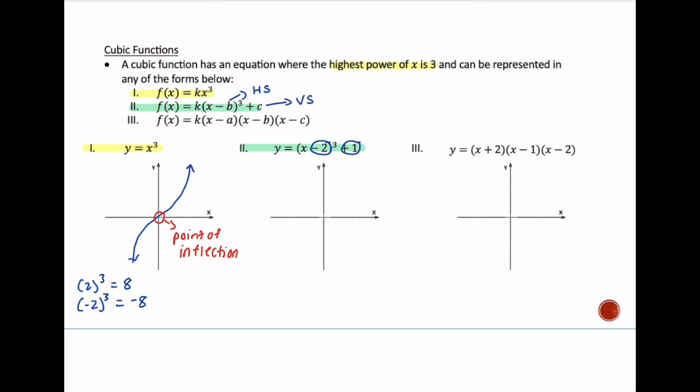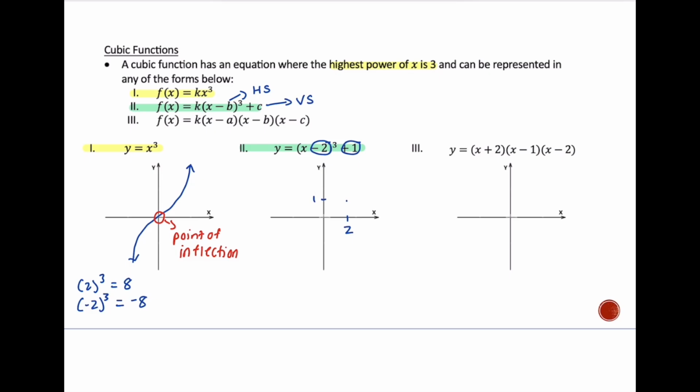In terms of what's shifting, we're essentially taking this original cubic function and lifting and shifting the whole thing. The easiest way to do this is to start with the point of inflection, which is at the origin. Then we're moving 2 units to the right and then 1 unit up. So our point of inflection will be here.